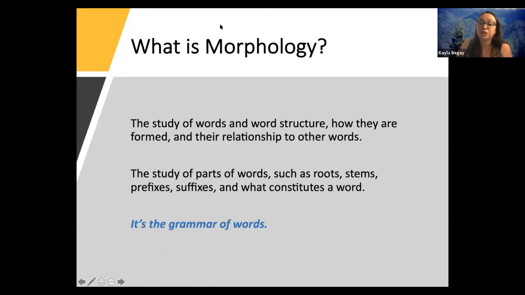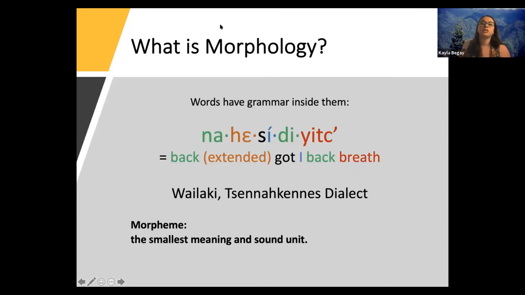So what is morphology? It's the study of words. Words have structure, right? And it's the study then of how words are formed, their relationships to other words, because those parts are related in other words, right? So we have the study of the parts of words, and those parts have names, but basically this is the grammar part of words. So words have grammar inside them.